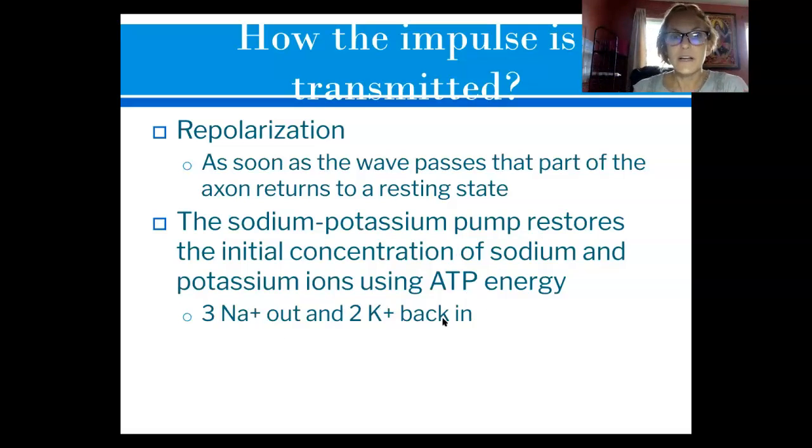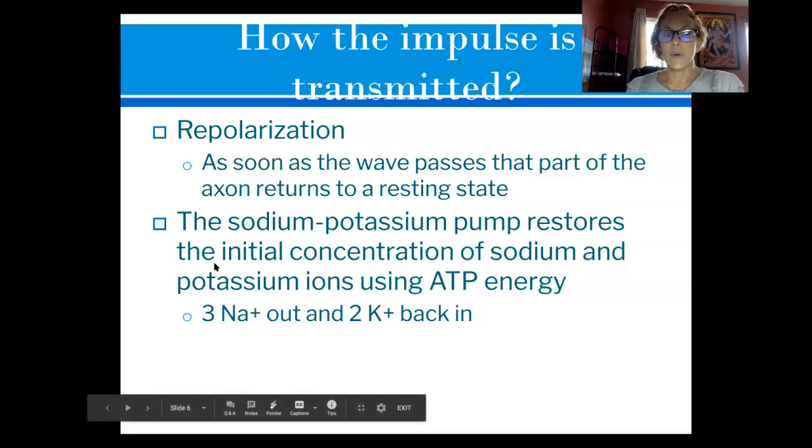So this part here has nothing to do with the charge itself. It's not depolarizing, it's not repolarizing. It's resetting the system so it can send another signal. So it's just putting it back to the initial position.